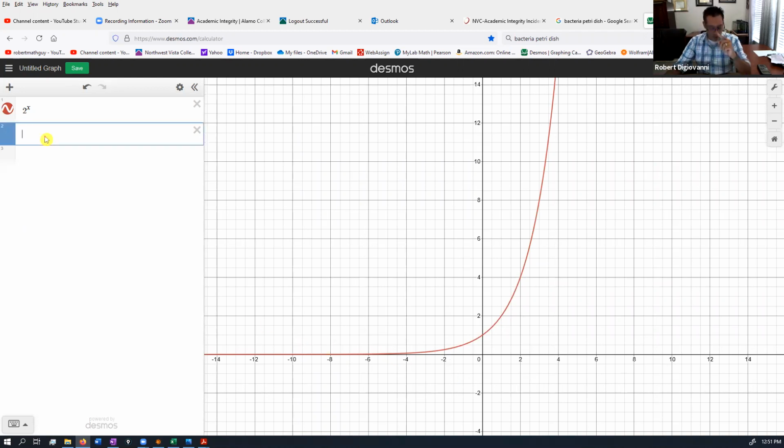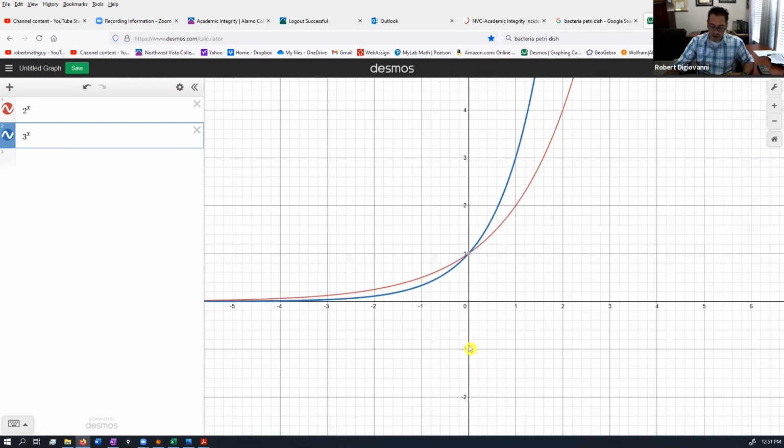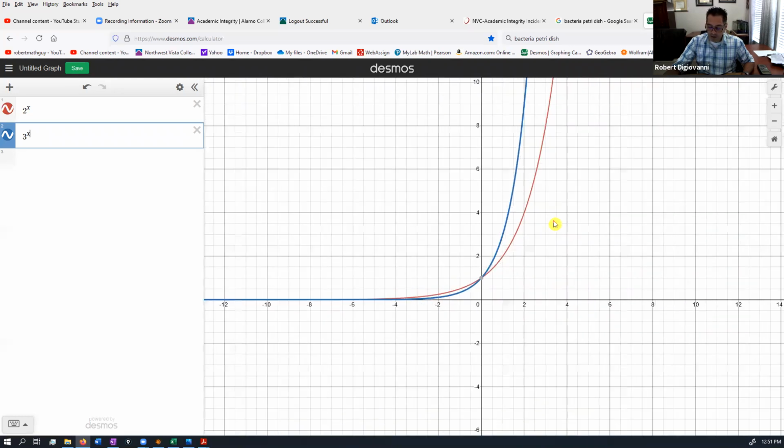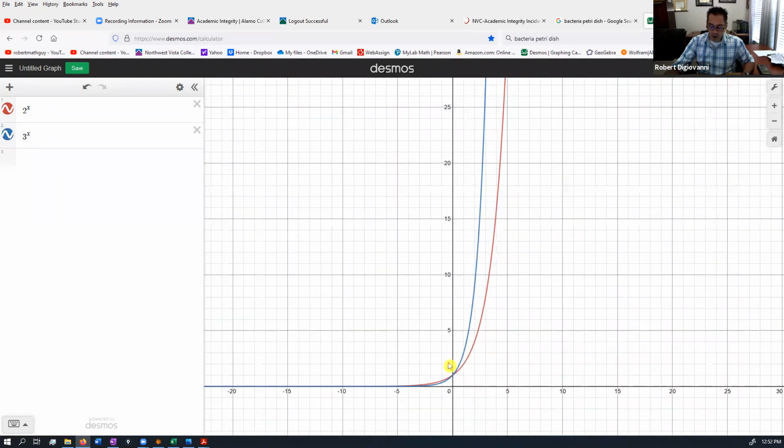Let's look at 3 raised to the x. Notice they have some similar characteristics. They both have the point (0, 1). They both have this horizontal asymptote. They're getting closer and closer to 0 over here. But on the right-hand side, notice that the blue one grows faster than the red one. 3 to the x grows faster than 2 to the x.